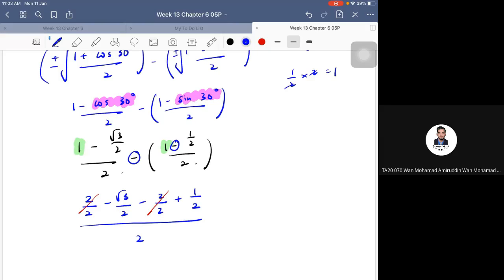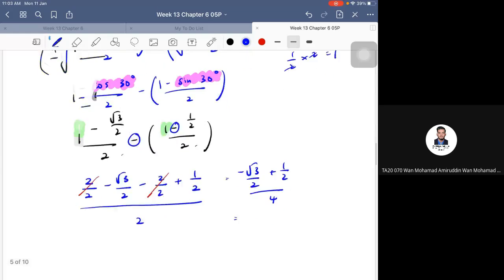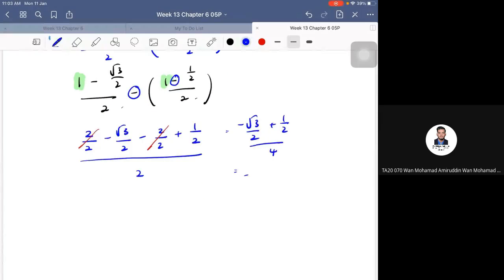what else that is going to be there? I'm going to have negative square root 3 per 2 plus 1 over 2 over 4. And this can actually be simplified to negative square root 3, so plus 1 over 4. So that will be the outcome. So is that right? So anybody got the same answer as mine?